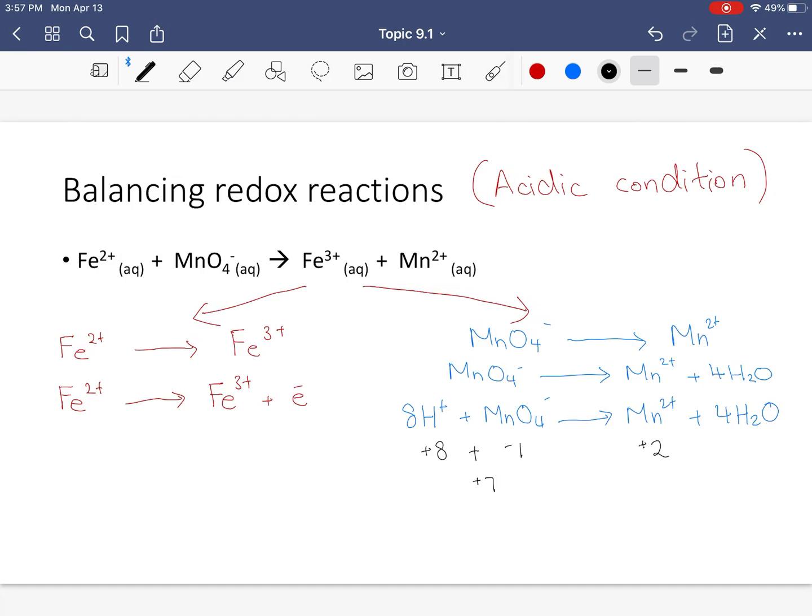Take a look at the right side. +2. Water? Nothing. 4 times nothing is nothing. So overall, +2. Now, how are you going to turn +7 and +2 and make them equal? Remember, you're only allowed to add electrons. Well, the most logical thing here is add 5 electrons to the left side. And we're going to do that. We're going to add 5 electrons to the left side. That will make sure that the charges are equal.